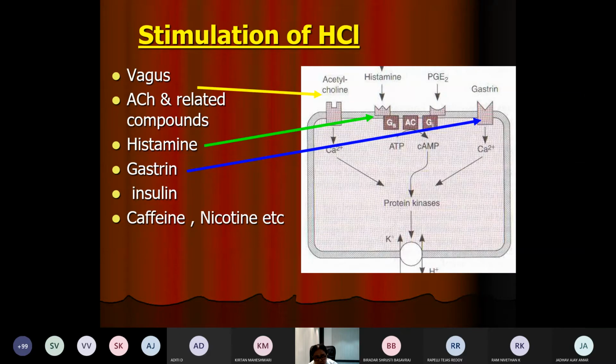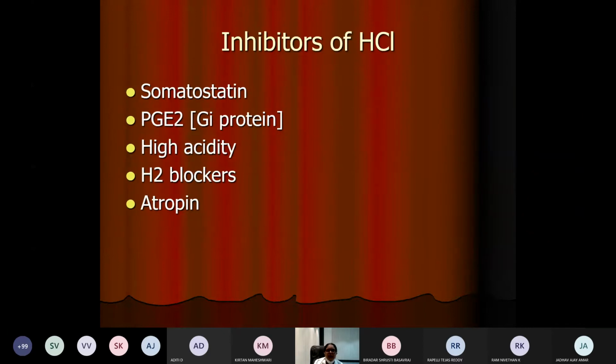Stimulation of HCl by vagus, ACh and related compounds, histamine, gastrin, insulin, caffeine, nicotine, etc. Inhibitors of HCl: somatostatin, prostaglandin E2, GI protein, high acidity, H2 blockers, atropine. These are inhibitors of HCl.